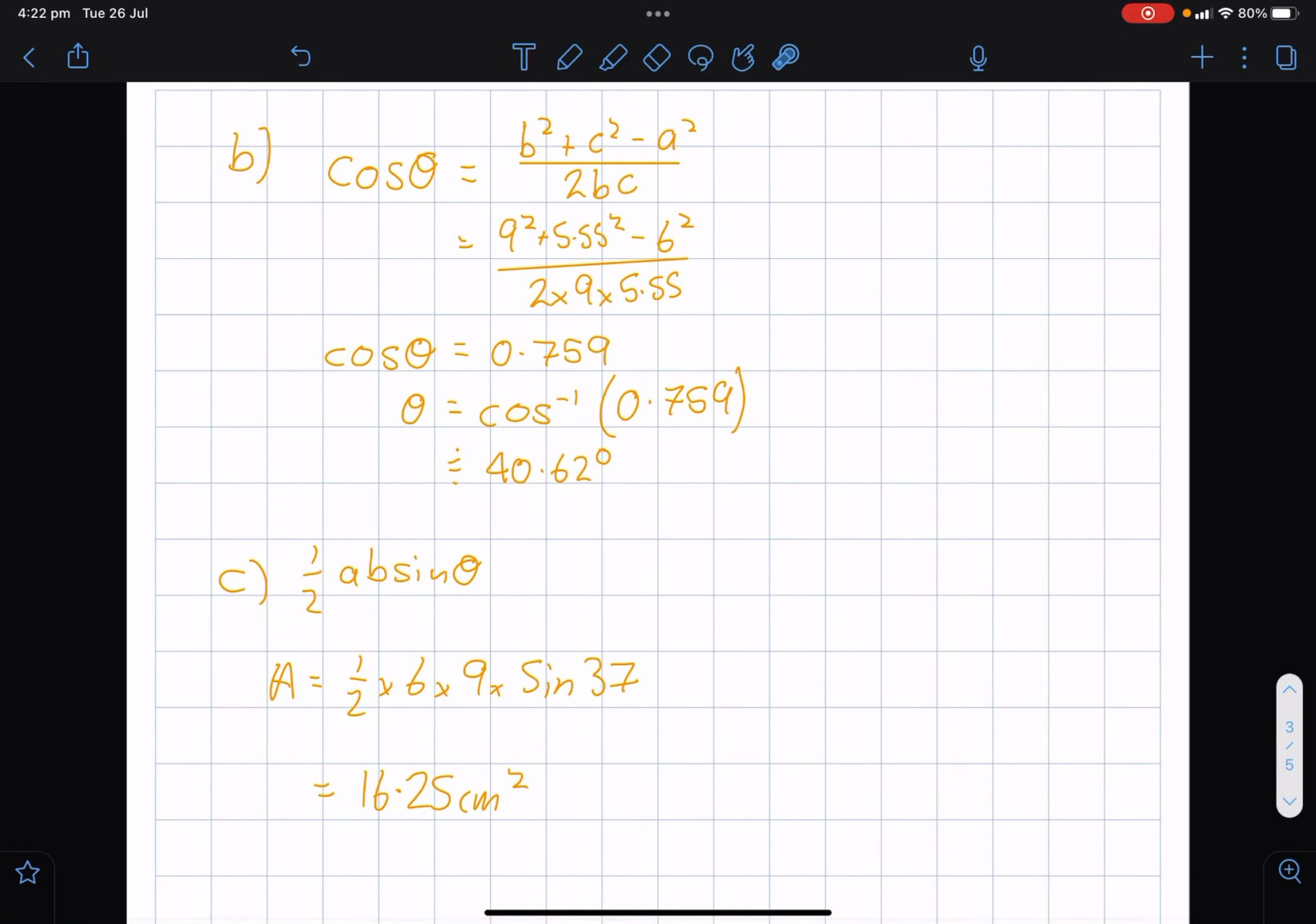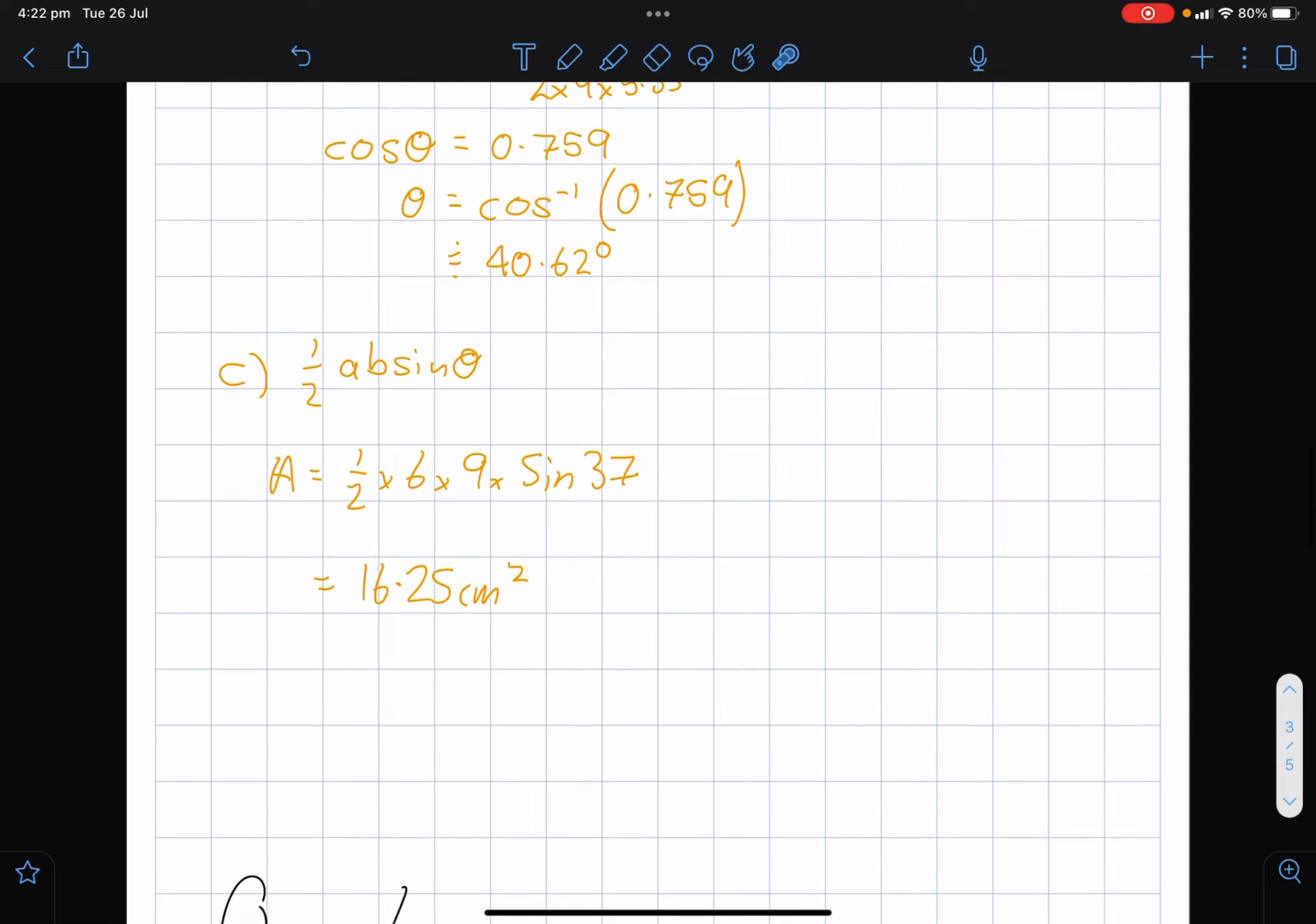All right, so that's a nice little example that ties together the cosine rule for finding the unknown side, the cosine rule for finding the unknown angle, and then finding the area of a non-right angled triangle.